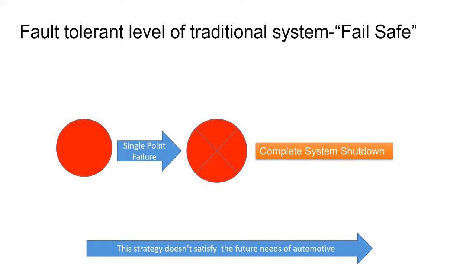I have a simple concept here. Today in our systems, we look at fail-safe. I'm going to talk about single point failure and dual point failure in this presentation a lot. A single point failure means any one failure in the system will completely shut down our system. So for a steering case, if there is a sensor failure, we'll completely shut down the system. That was our safety goal, that was our safe state in EPS. But if you think about it, if I shut down the system when you're driving an autonomous car, it won't be good. You are not in control, and the vehicle is also not in control. So that won't be good moving forward, right? This strategy doesn't satisfy the future needs of automotive.